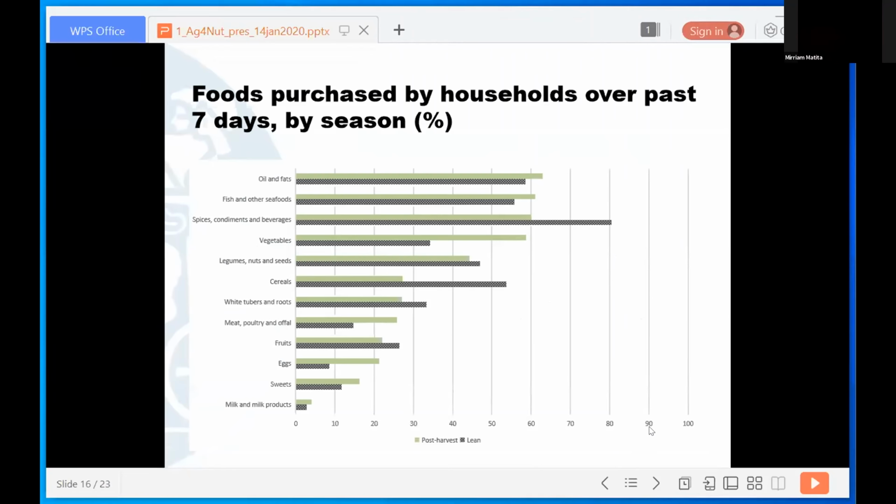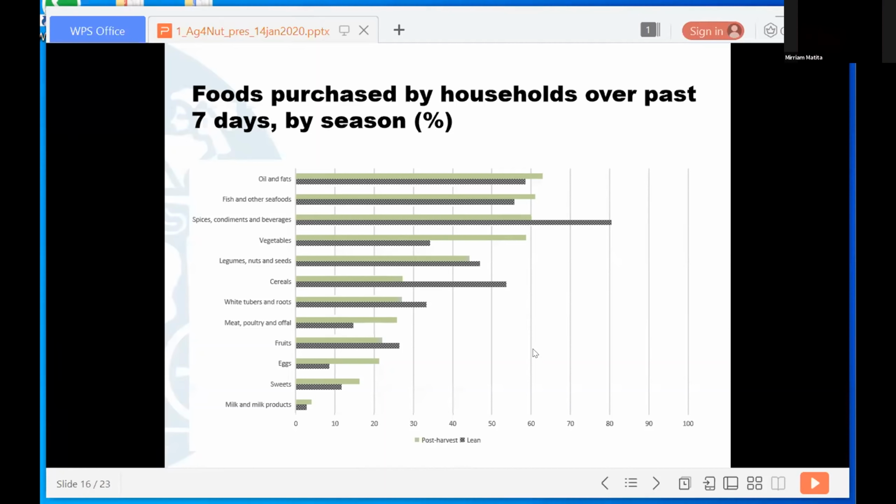In this slide, we are showing the food purchases by households over the past 7 days. And what we largely find is that households in the past 7 days purchased food groups in the categories of oils, fats, fish, condiments and spices, and vegetables. At least 50% of them reported having purchased these food groups. But we also see that there are few market purchases in milk and milk products, eggs and fruits.